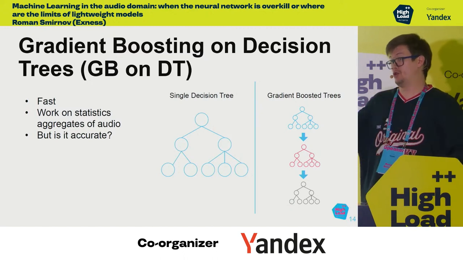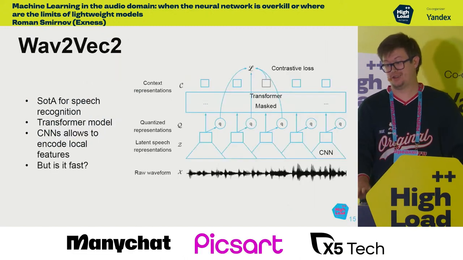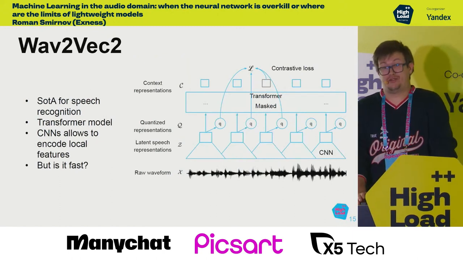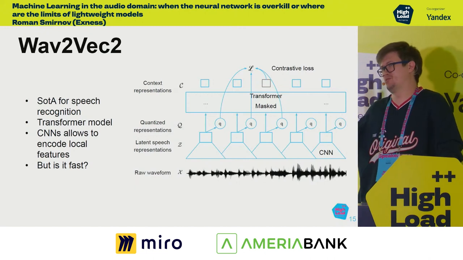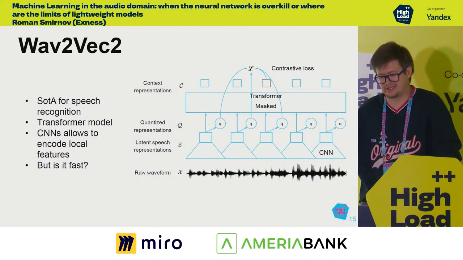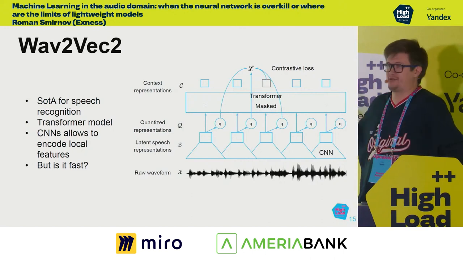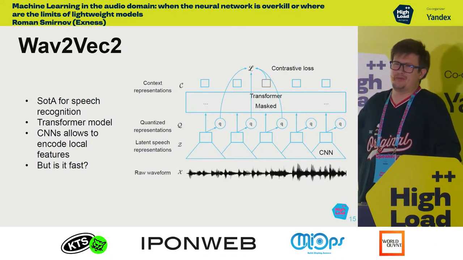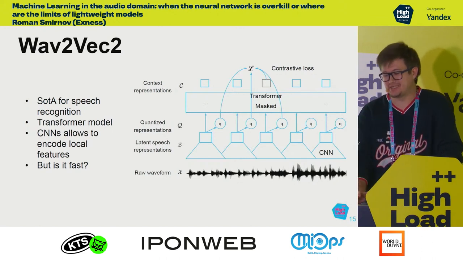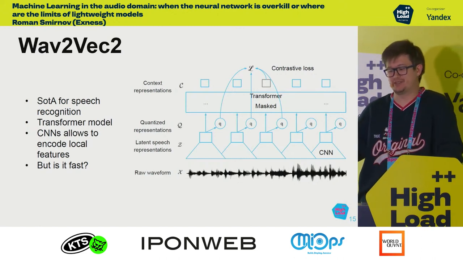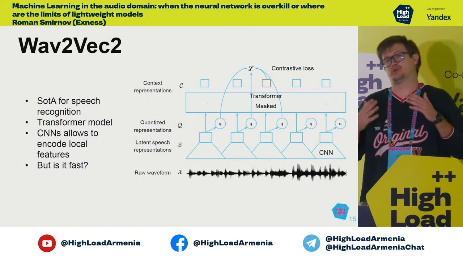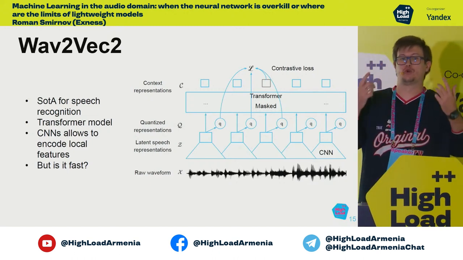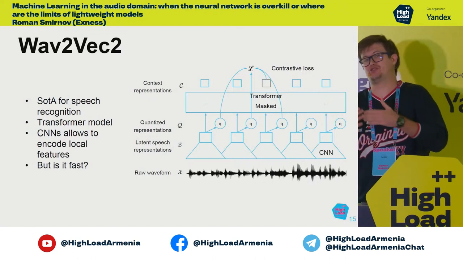Well, in the opposite corner of our ring is the state-of-the-art Wav2Vec 2 architecture, a pre-trained architecture. This model is one of the state-of-the-art for speech recognition tasks. You can see that the architecture is much heavier than just CatBoost trees. Here you can see convolution layers, you can see a transformer, so it uses both convolution layers and an attention mechanism to extract both local and global features. So this model extracts features by itself.